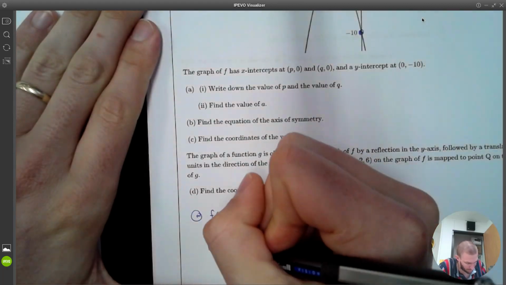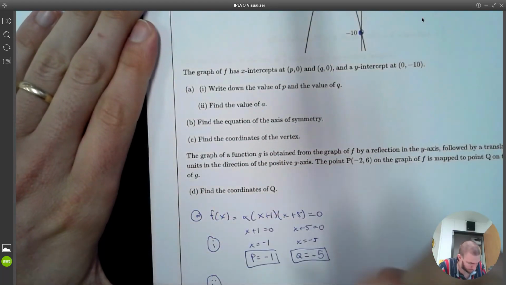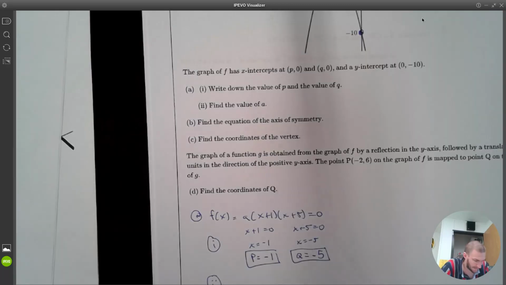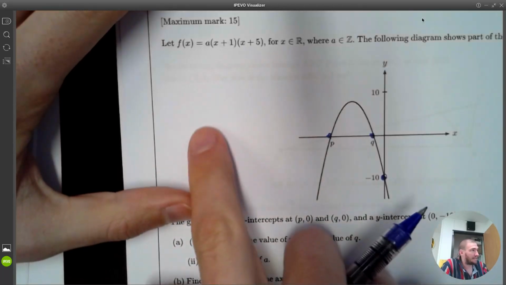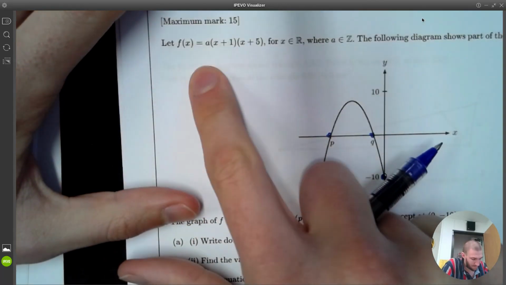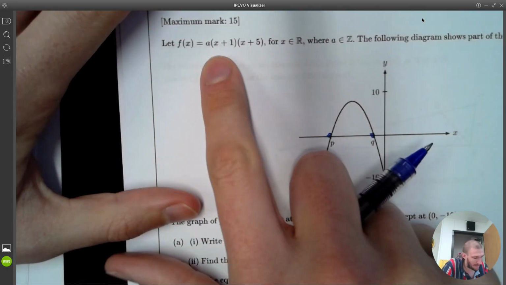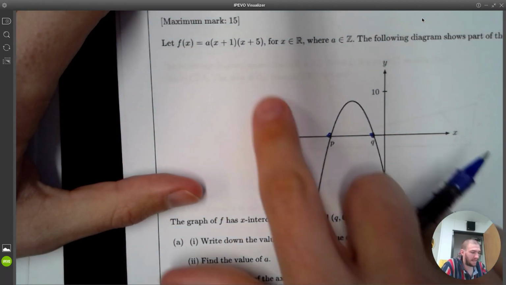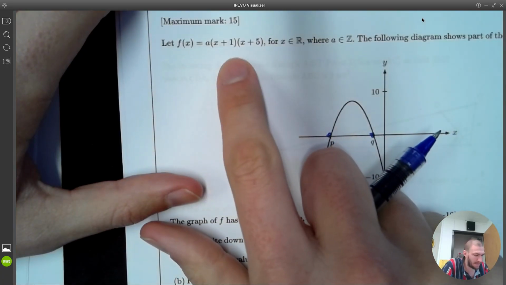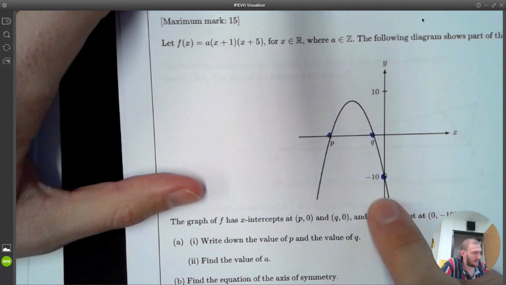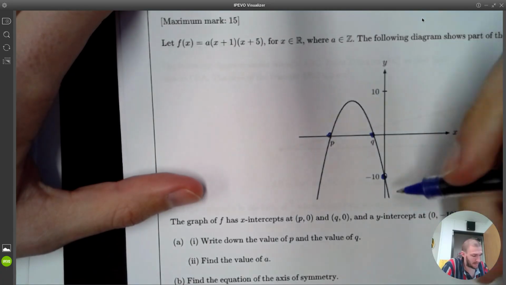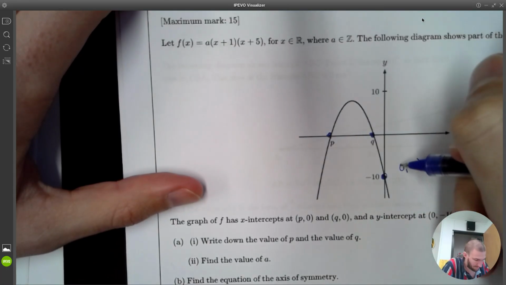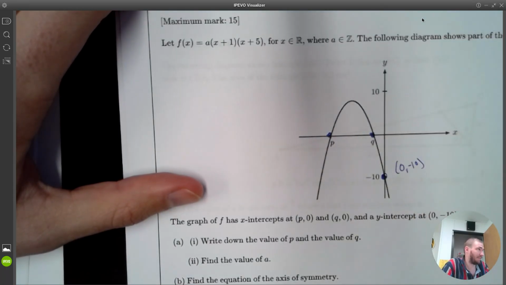That's part 1. Part 2, find the value of A. So A is up here, A is the number in front. I don't have that much information to go off of. P and Q doesn't help me find A. I've already got this information. The only thing I have is these and the y-intercept. This y-intercept is 0, -10. So that's really the only information that I have.